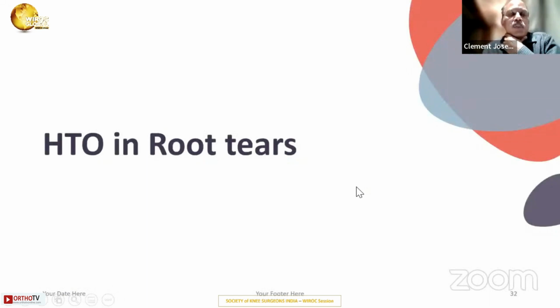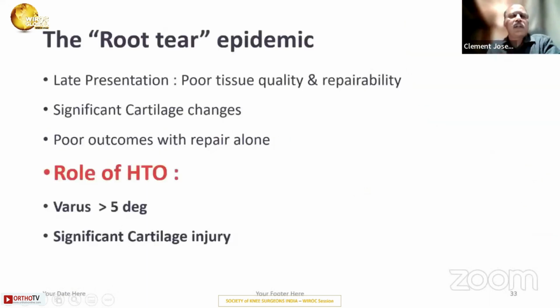Coming to the role of HTO in root tears, root tears are nearly going to become like an epidemic with much more understanding and techniques to repair them. In India, we face the problem of late presentation, when they present with poor tissue quality and repairability. By the time they come for surgery, there is always significant cartilage wear. And we always have poor outcomes when we do root repair solo. So there is a role for HTO in these patients.